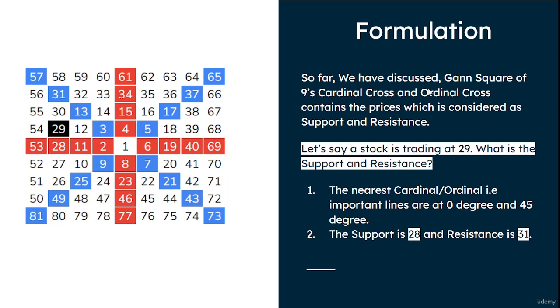So far, we have discussed the Gann Square of 9's cardinal cross and ordinal cross as support and resistance. So let's say a stock is trading at 29. What are the support and resistance? The nearest cardinal cross and ordinal cross, right? The nearest ones, which lie at 0 degrees and 45 degrees, you can easily see from the chart: one is 28 and another is 31. So these are the two nearest numbers. So 28 is support and 31 is resistance. So this is theoretical.